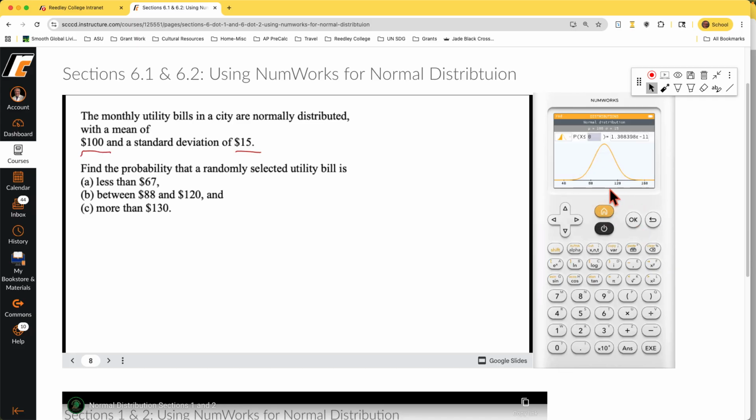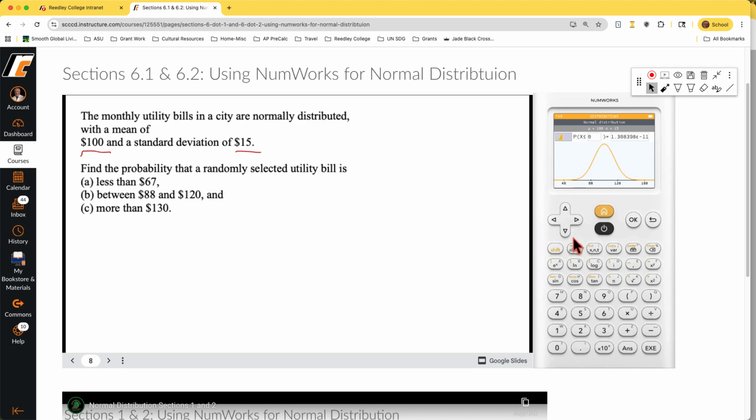So here it is. And yeah, hundreds in the middle there, sort of. It doesn't really show up. Now find the probability that a randomly selected utility bill is less than $67. So what's the probability of getting less than $67?